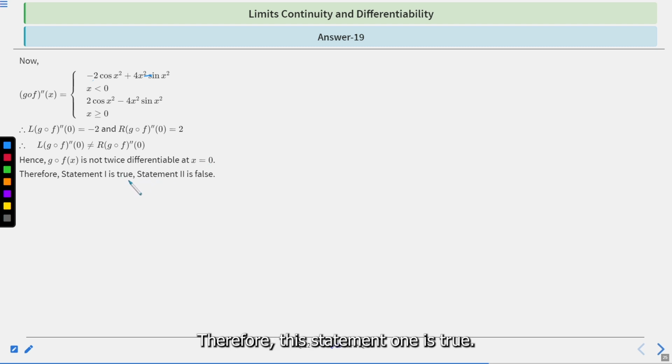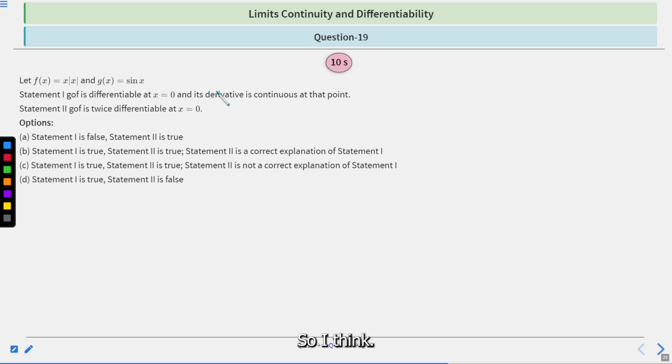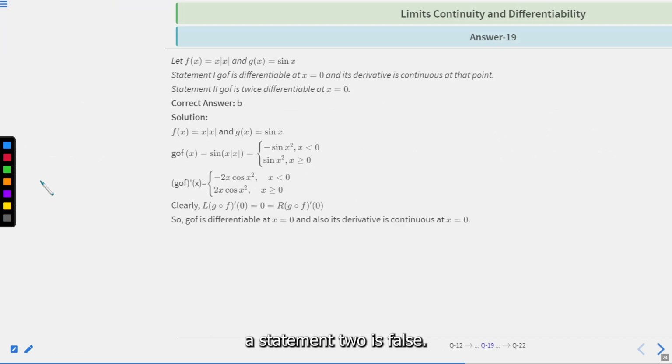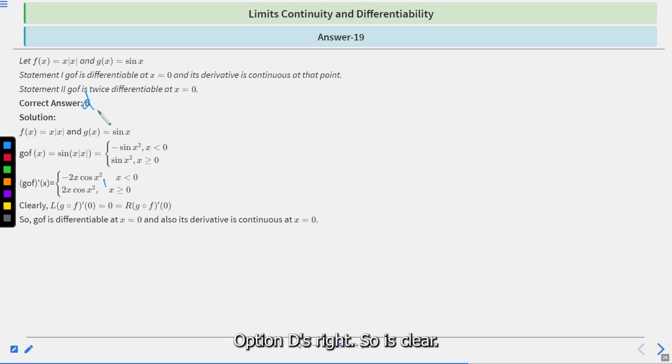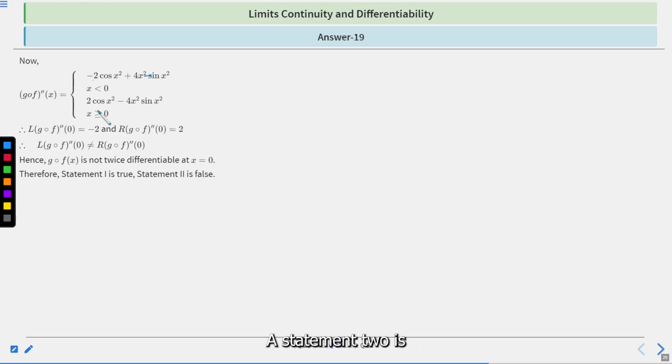Therefore, statement 1 is true, statement 2 is false. Clear? So I think option D is the right choice. Statement 1 is true, statement 2 is false. Option D is the right choice.